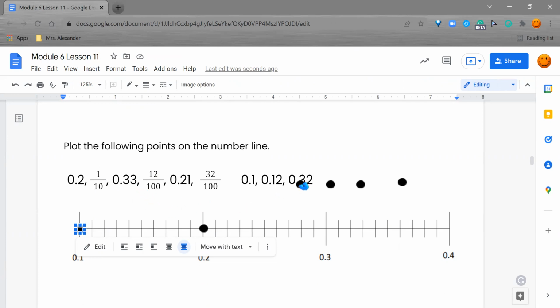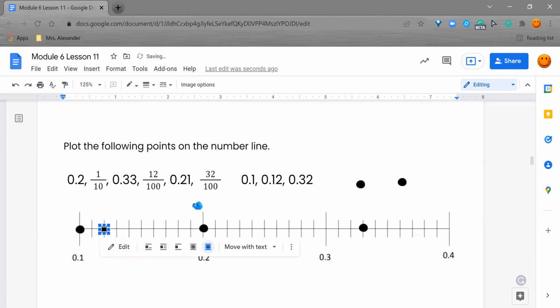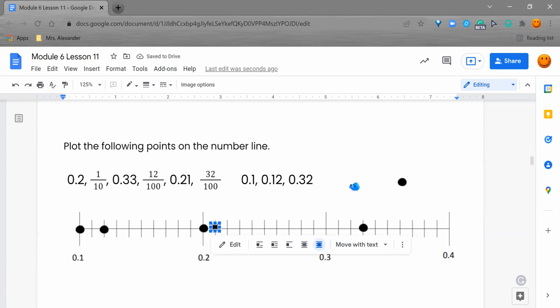Now we have 0.3. So the first thing I'm going to do is look at the 0.3. See that? And then it has a 3 connected. So I'm going to add 3 more. 1, 2, 3. Okay? And we have 12 hundredths. And again, I'm going to start off at the tenths, 1/10, and add 2. 1, 2. And then we have 0.21. So again, I'm going to start at the 0.2, and add 1. And then we have 32 hundredths, which is 0.32. So I'm going to jump down to 0.3 and add 2.